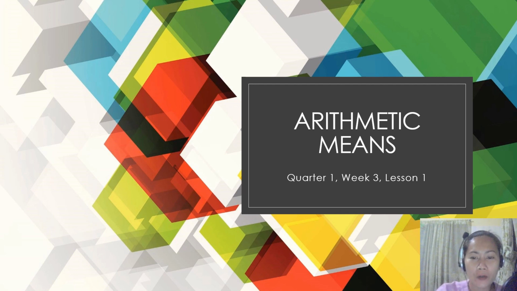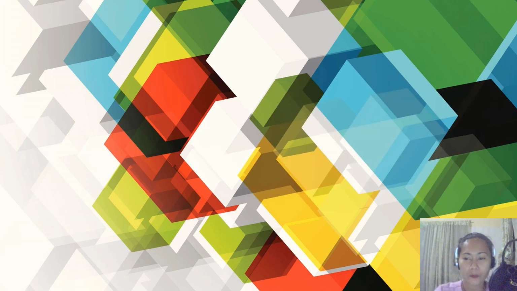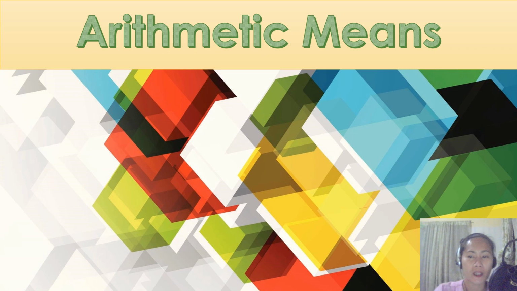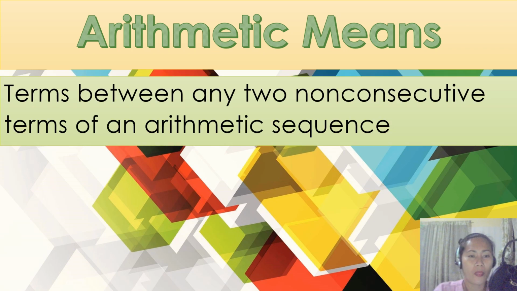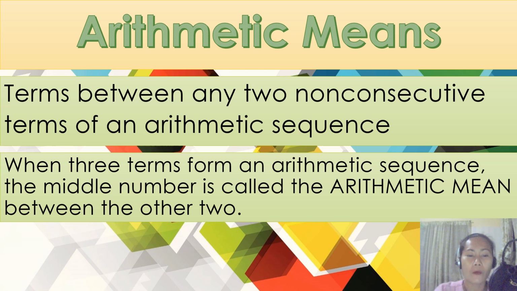So for today, we're going to discuss arithmetic means. That is quarter 1, week 3, lesson 1. Arithmetic means: terms between any two non-consecutive terms of an arithmetic sequence. When three terms form an arithmetic sequence, the middle number is called the arithmetic mean between the other two.